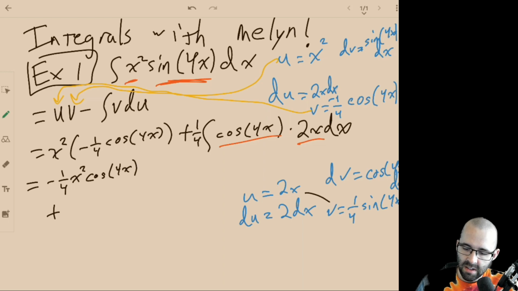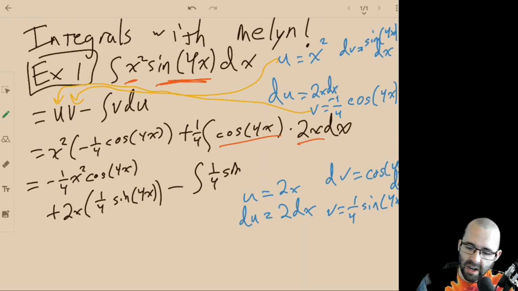So that's u times v over here on the right, which is going to be 2x times 1/4 sine of 4x minus the integral of v du. Minus the integral of v du is these two things multiplied by each other in the integrand. So we get the integral of v, which is 1/4 sine of 4x, times du, which is 2 dx.